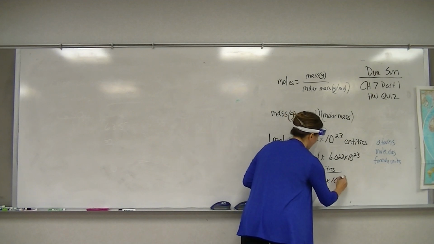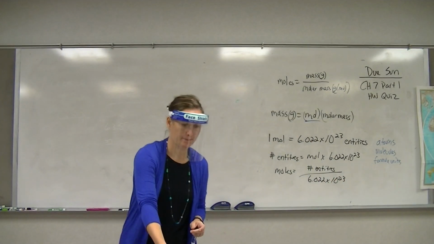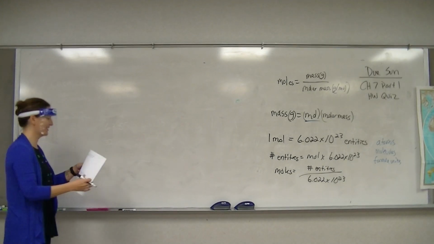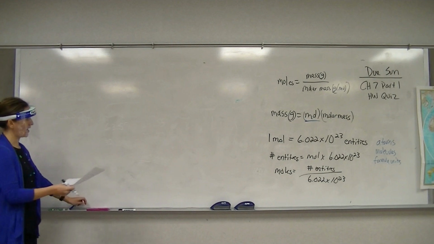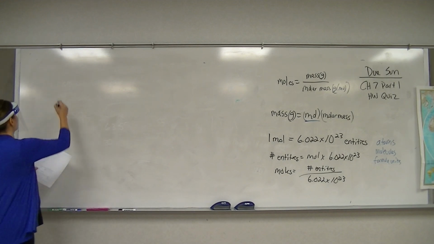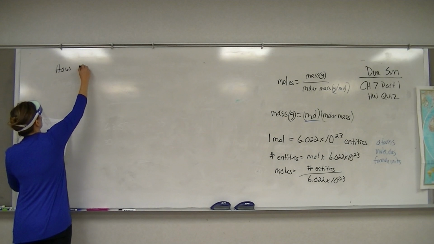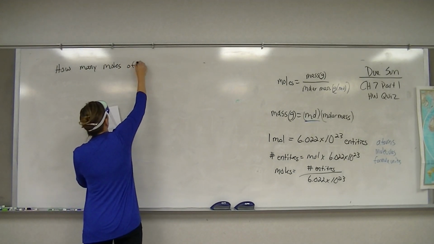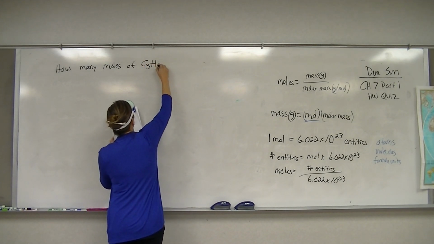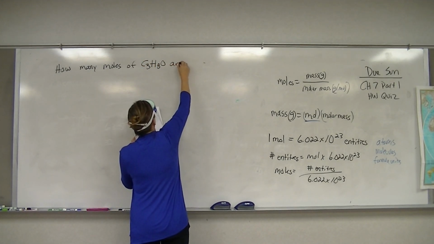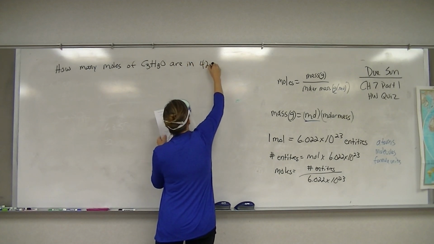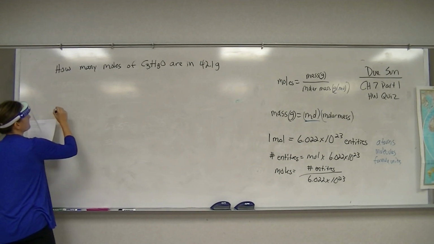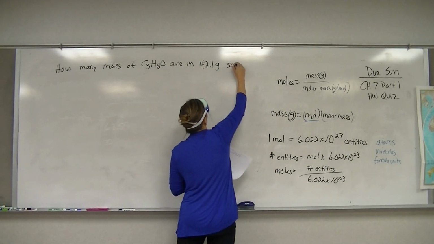All right, so let's look at some problems that you might encounter on the homework quiz or an exam, and how you would apply those equations. So the first problem we're going to look at is how many moles of C3H8O are in a 42.1 gram sample. Just say sample. Make it easy.